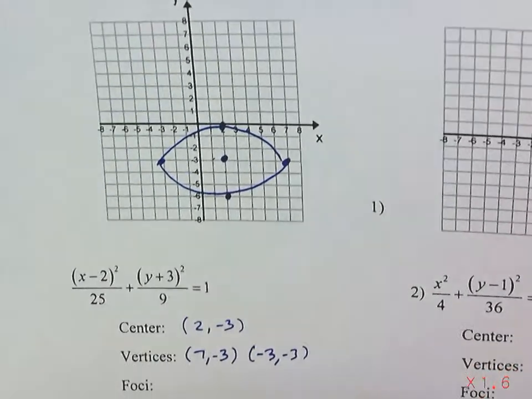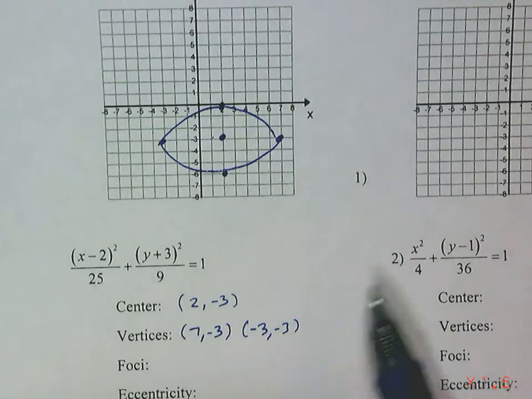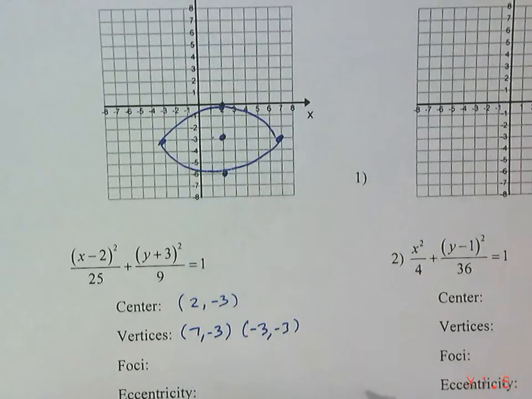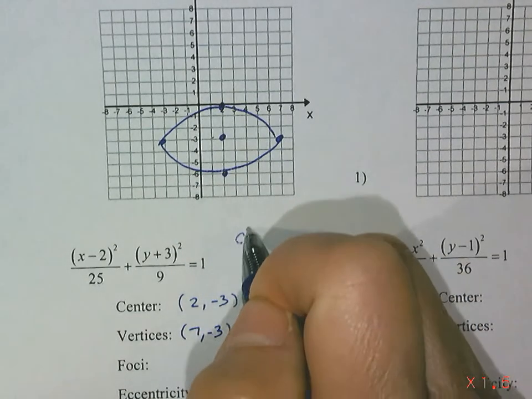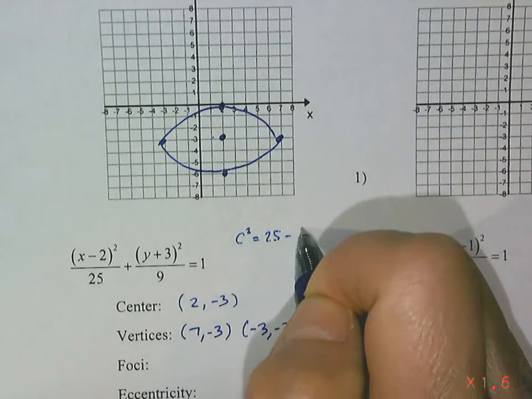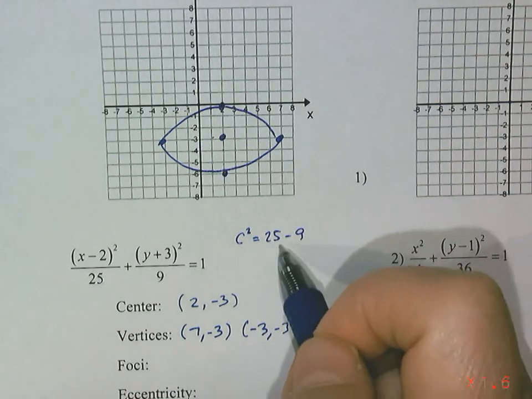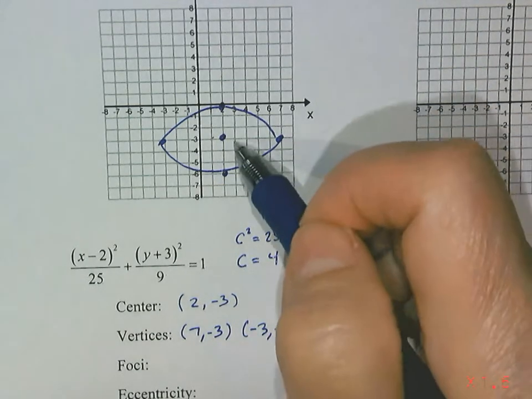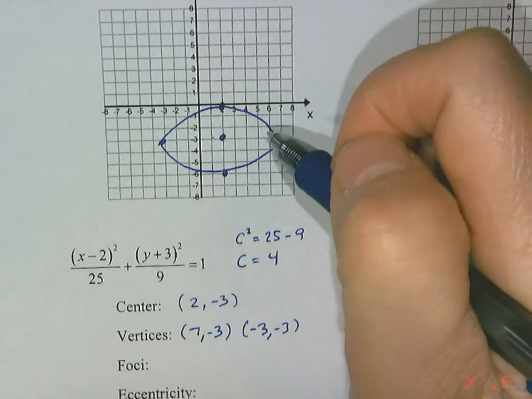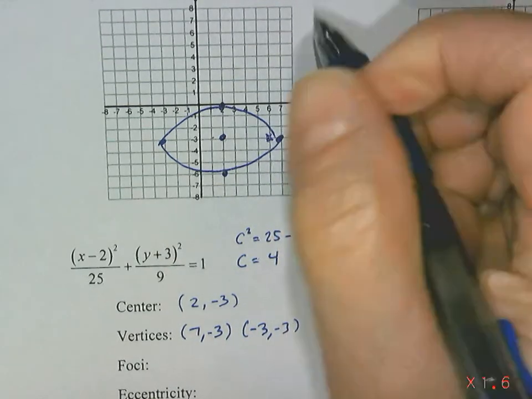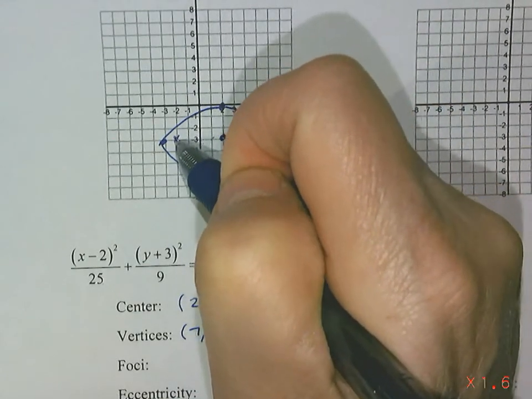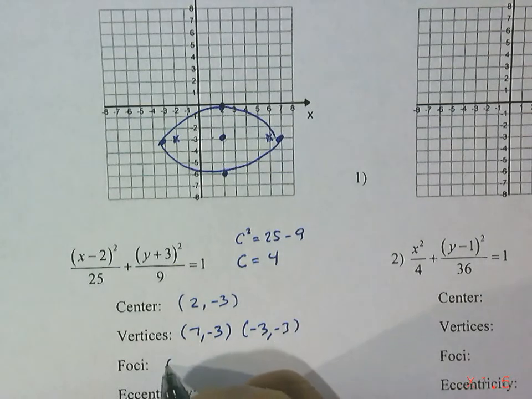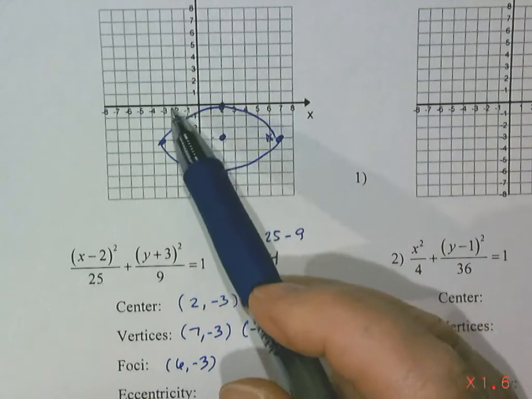To mark my focus points on here, I need to find the distance c that goes from here to here and from here to here. It's along the major axis. So c squared equals a squared minus b squared. 25 minus 9 is 16. The square root of 16 is 4. So I know I have to go 4 to the right, it's right here, and 4 to the left, which is right there. So my focus points are going to be (6, negative 3) and (negative 2, negative 3).